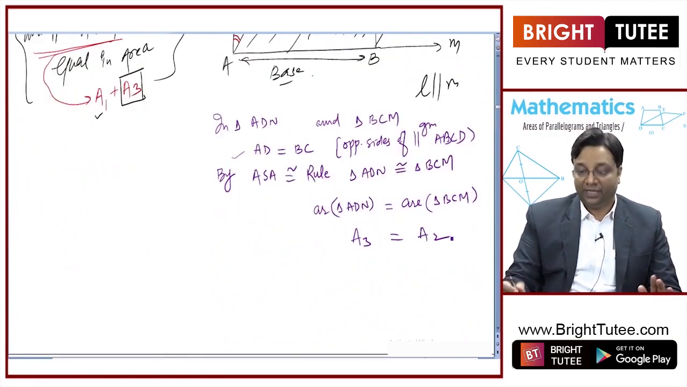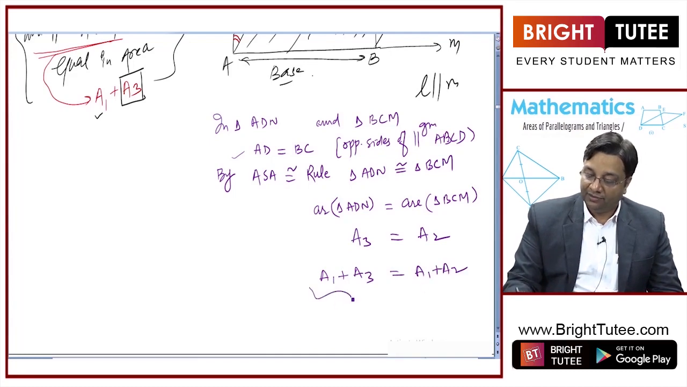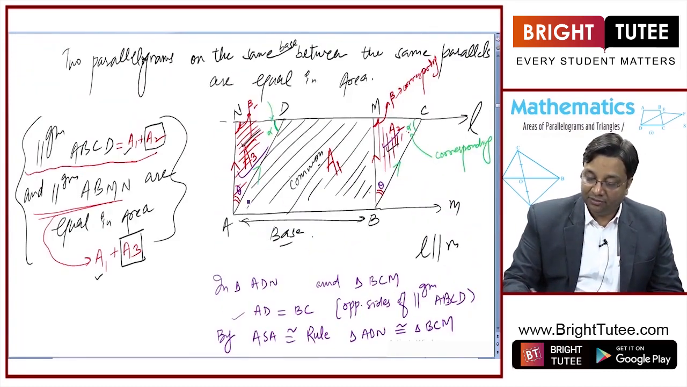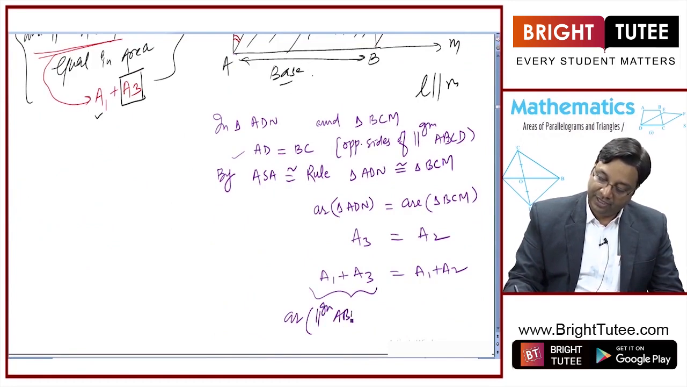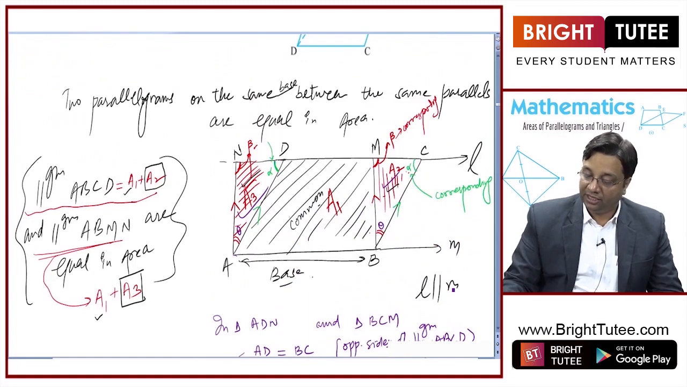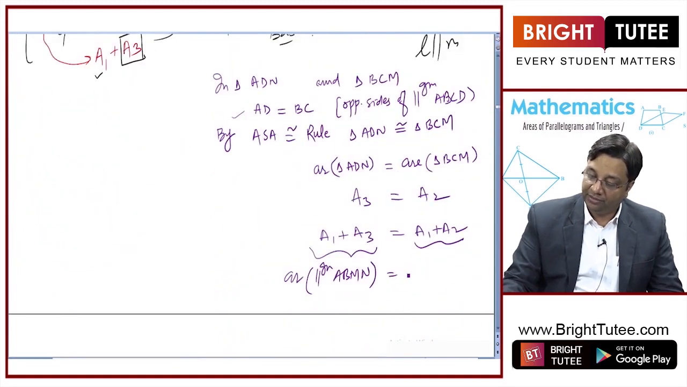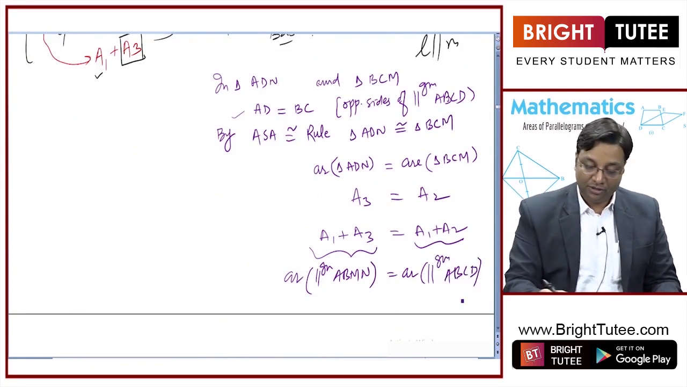Now, equals can be added to equals. So, let me add A1 on both sides. So, A1 plus A3 is equal to A1 plus A2. A1 plus A3 is nothing but area of parallelogram ABMN, and A1 plus A2 is nothing but area of parallelogram ABCD. Right.